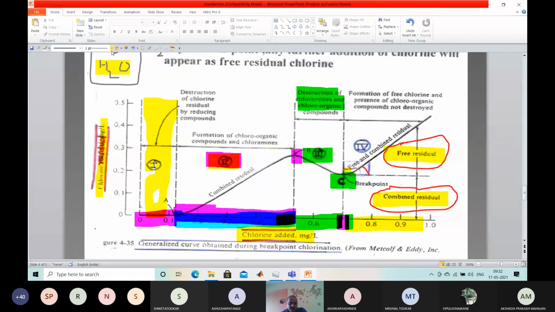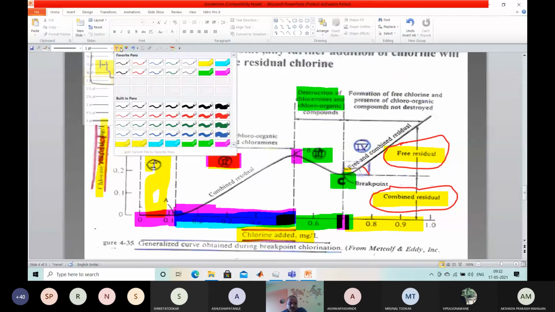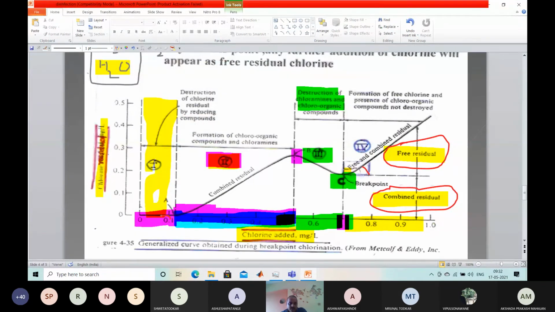If you apply the dose of 0.1 milligram, naturally this 0.1 is going to be consumed for the oxidation of impurities, inorganic impurities. So your disinfection doesn't work here. Understood? Your disinfection doesn't work here. Means if you apply 0.1, what will all of it be used for? Destruction or oxidation of inorganic impurities. So we don't have chlorine available for the disinfection process.